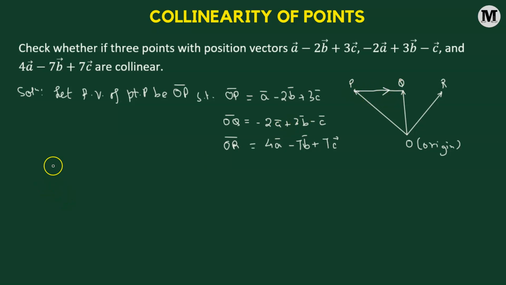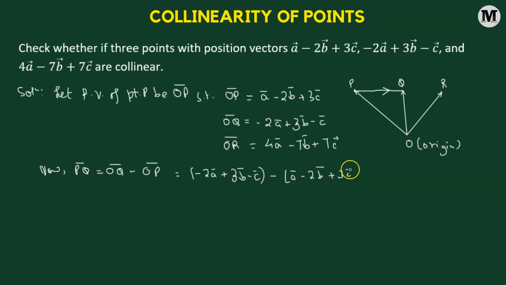going from P to Q, and we are going to find the value of the vector PQ. PQ can be defined in terms of the position vectors as OQ vector, the position vector of the final point, minus the position vector of the initial point, which is OP vector. So let's substitute these values here. OQ vector is negative 2A vector plus 3B vector minus C vector. And from here, we're going to subtract OP vector, that's A vector minus 2B vector plus 3C vector.